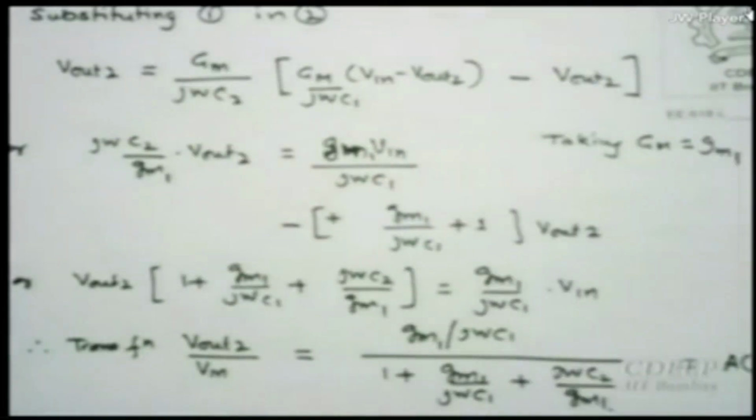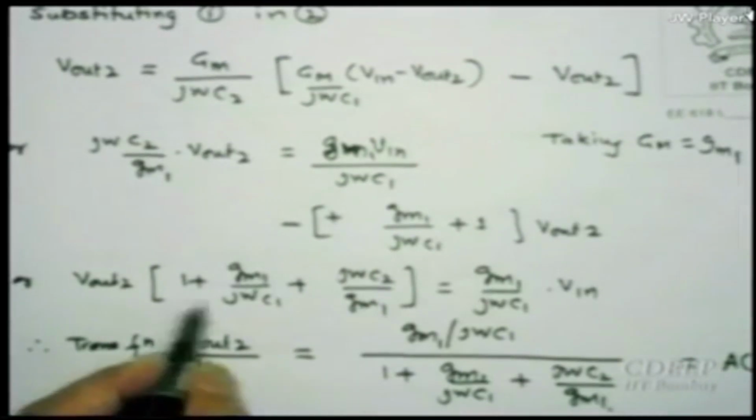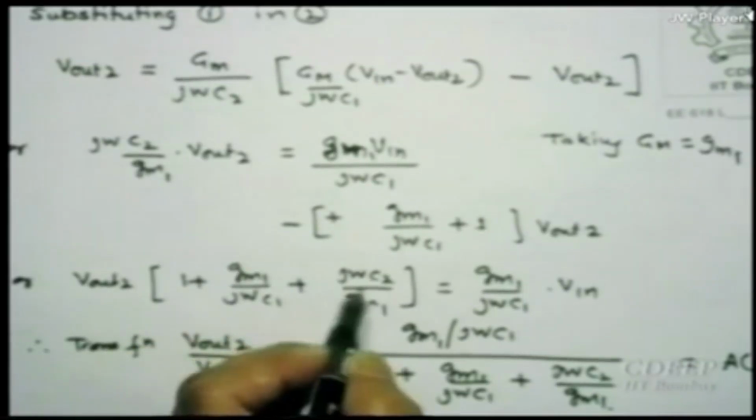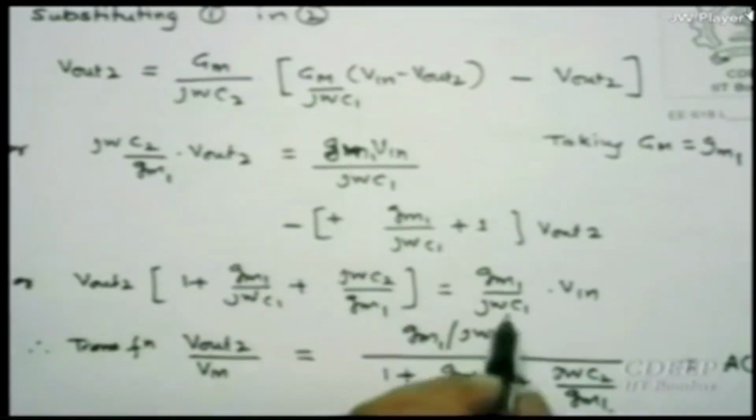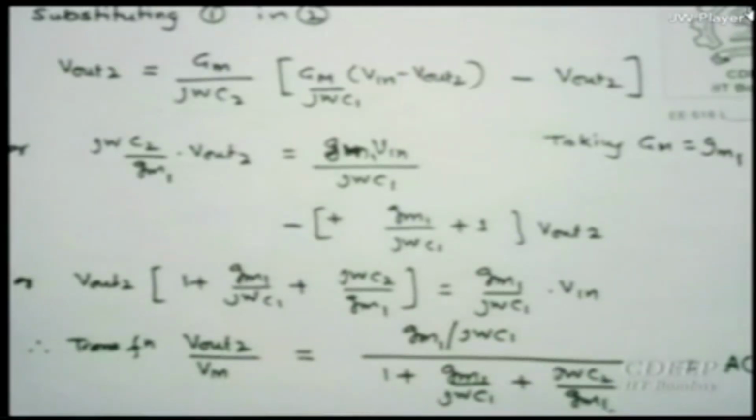Collect the terms. There is this term and this term, and then I took everything to the other side. All Vout2 terms were collected by me, which gives me 1 plus Gm by j omega C1 plus j omega C2 by Gm1 is equal to Gm1 by j omega C1 into Vin. So the transfer function of the gain A(j omega) is Vout2 by Vin, which gives me this function Gm by j omega C1 upon 1 plus Gm by j omega C1 plus j omega C2 by Gm.